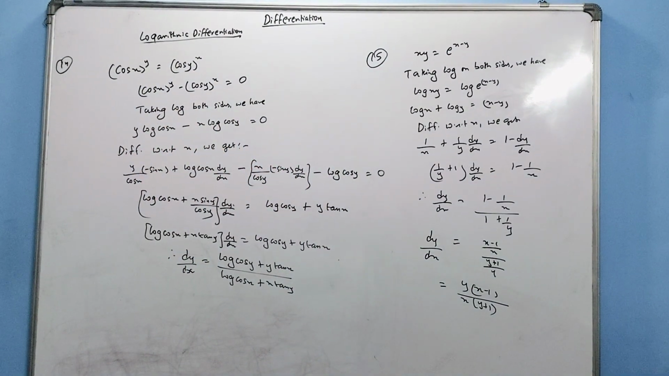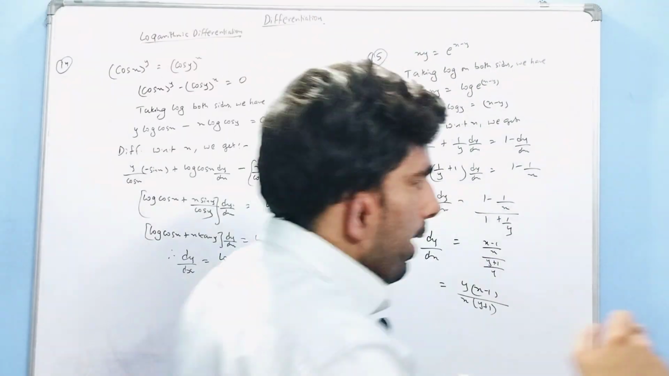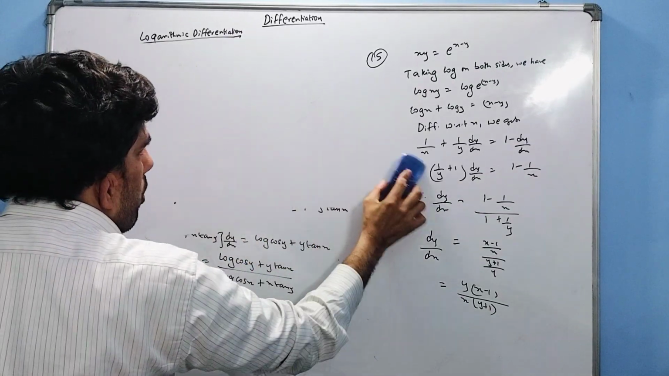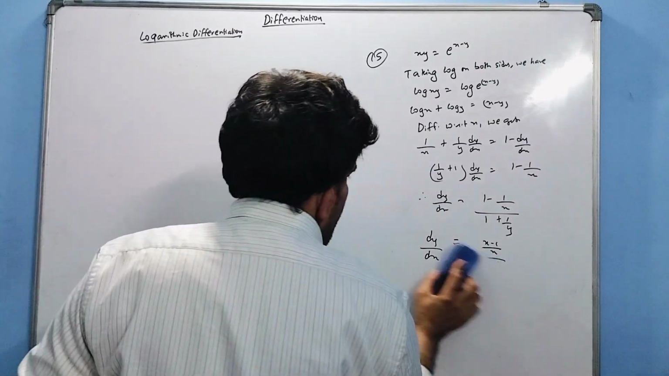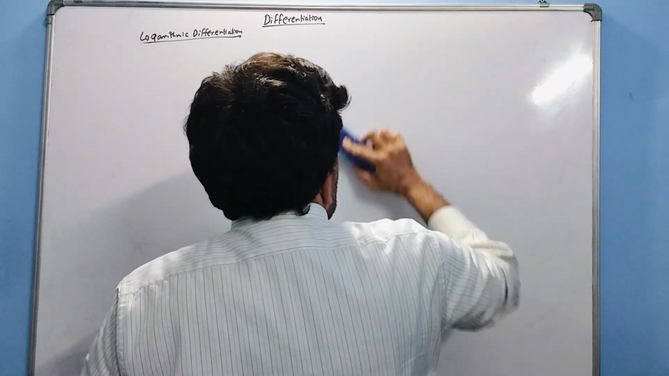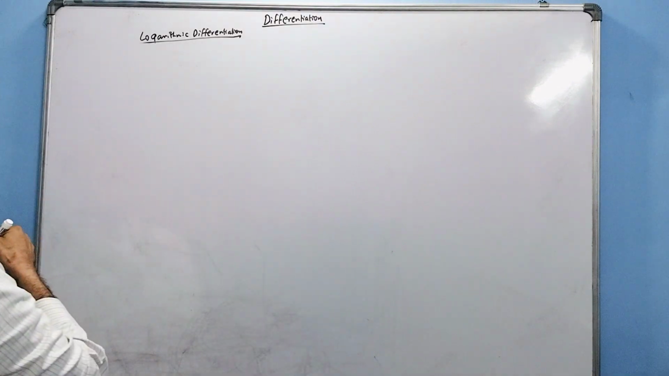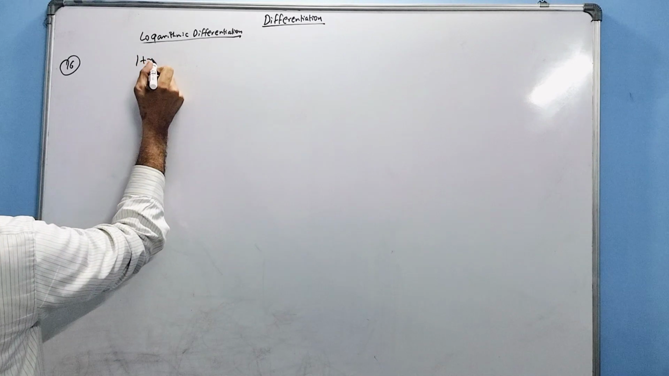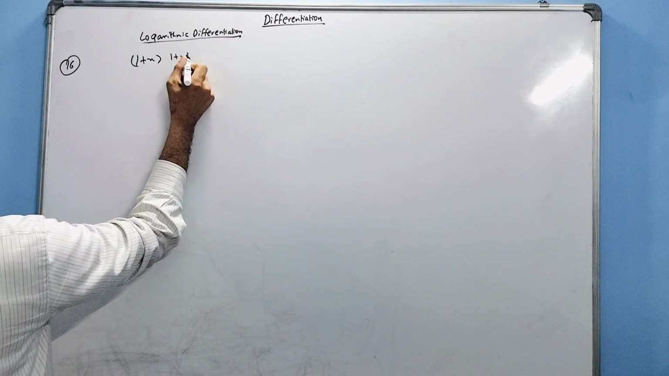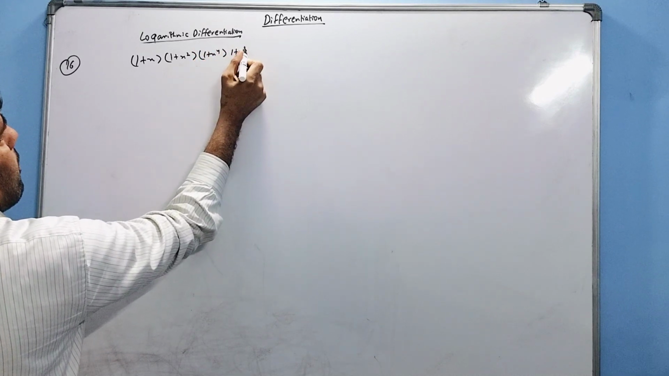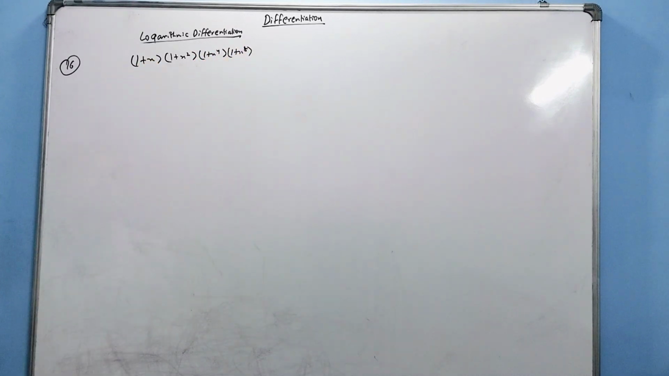Now let's try to solve the next question I have. That is 16th question. Now we'll try to solve. So we have the 16th question here. That is, we need to find the derivative of 1 plus x, 1 plus x square, 1 plus x4, 1 plus x8. And after finding the derivative of this, we'll try to find the f dash 1. So how? Let's try to solve this.